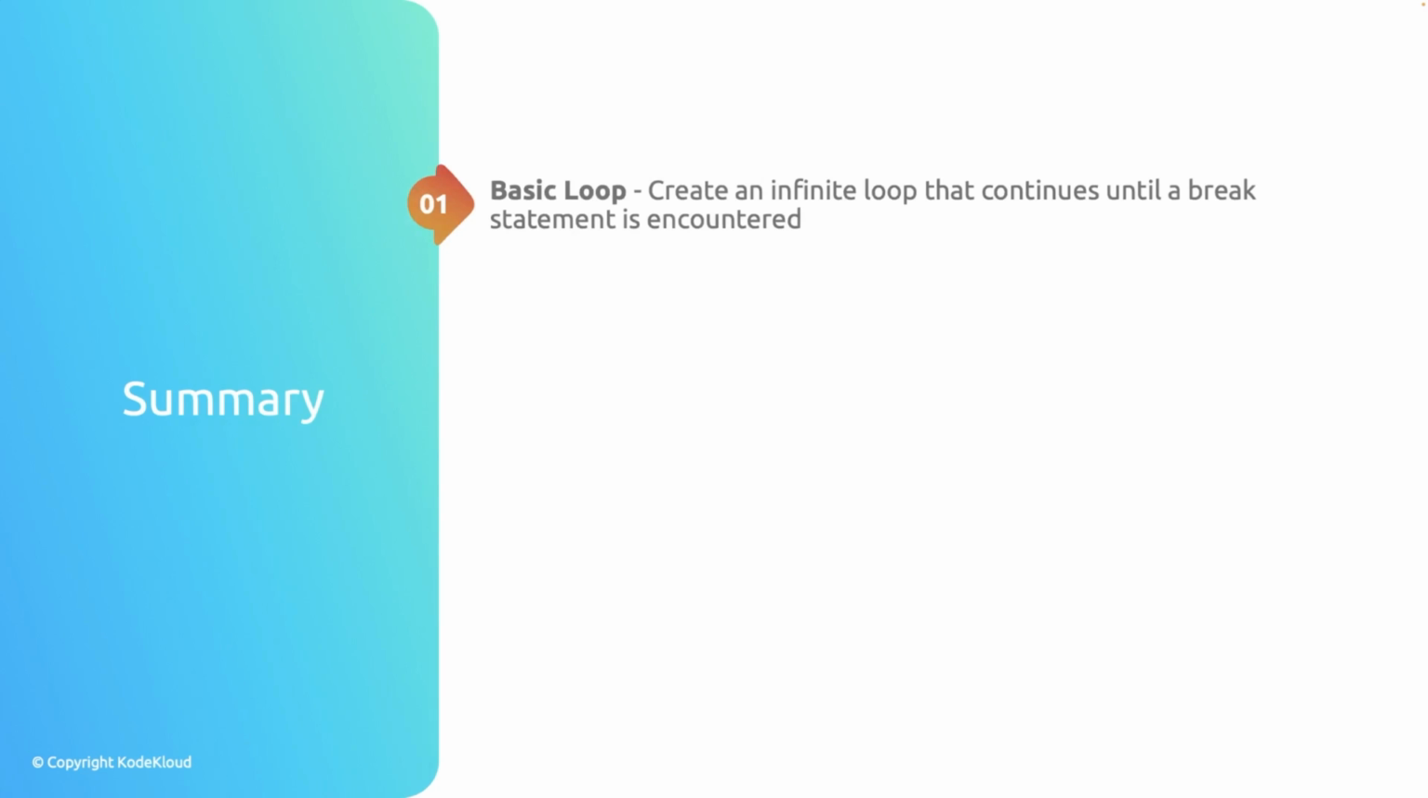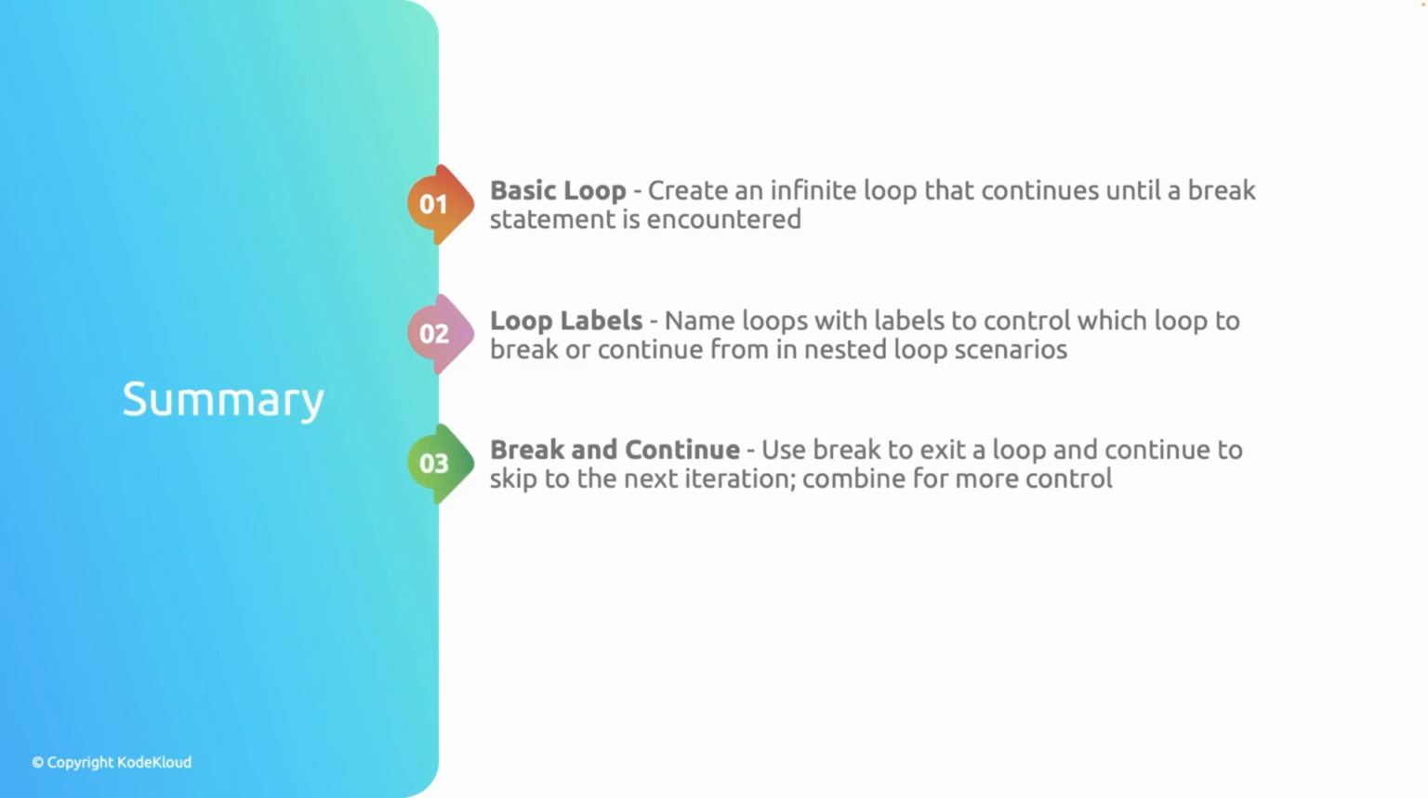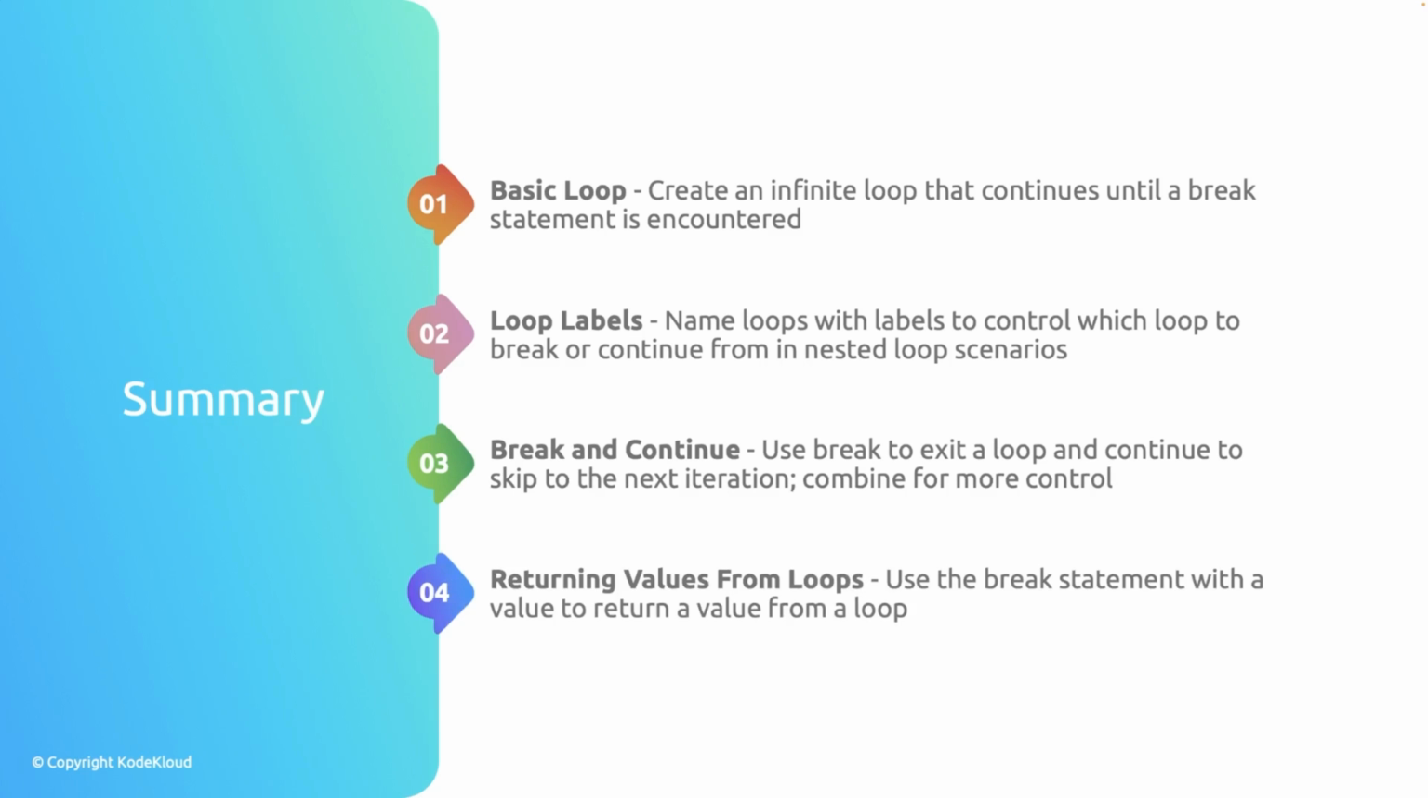First up, basic loop. It creates an infinite loop that continues until a break statement is encountered. Then we have loop labels. They help you name loops with labels to control which loop to break or continue from in nested loop scenarios. Next up is break and continue. Use break to exit a loop and continue to skip to the next iteration, and combine them for more control. Returning values from a loop. You can use the break statement with a value to even return a value from a loop.